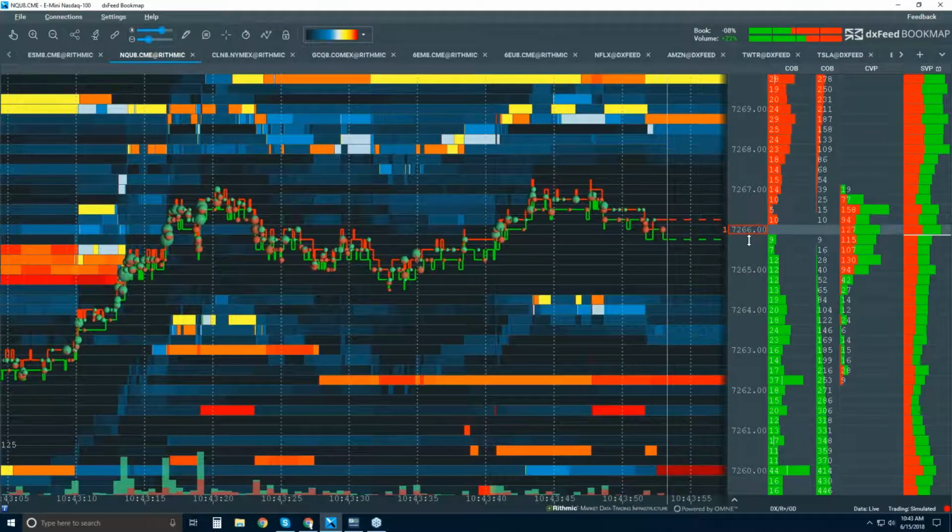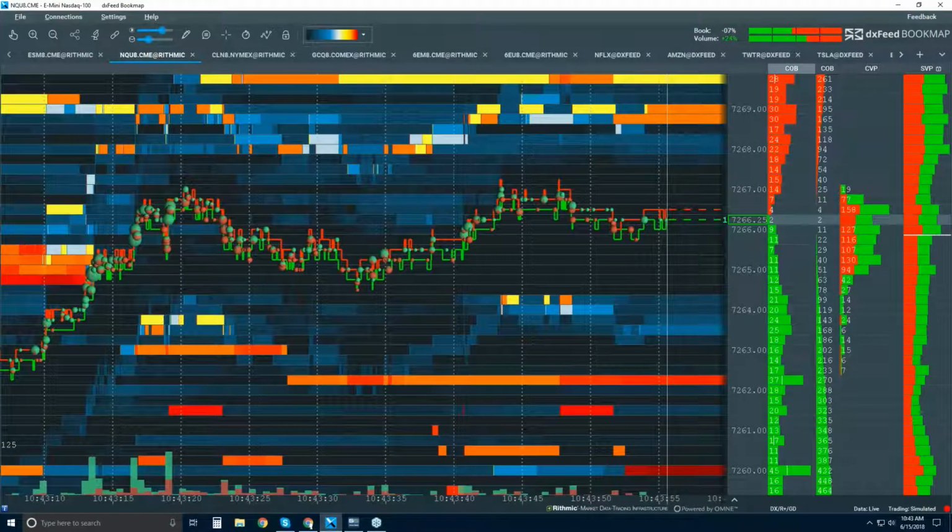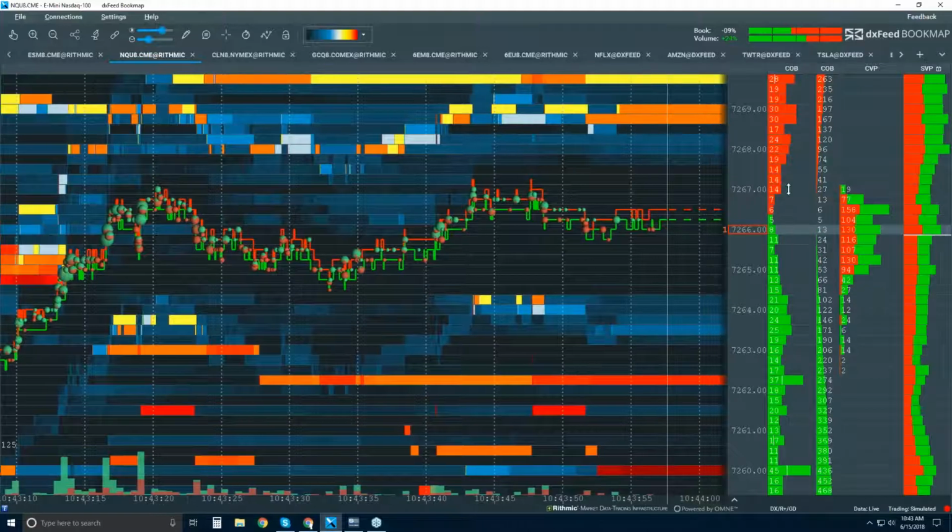So how is it derived? It's all derived from the DOM. Okay, so here's your DOM and Bookmap, your current order book.